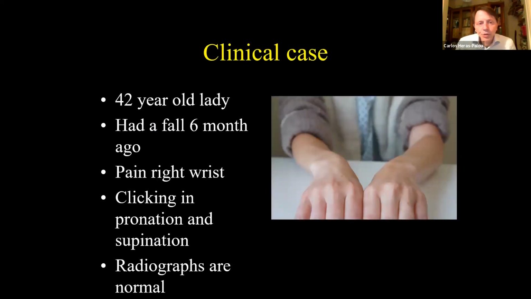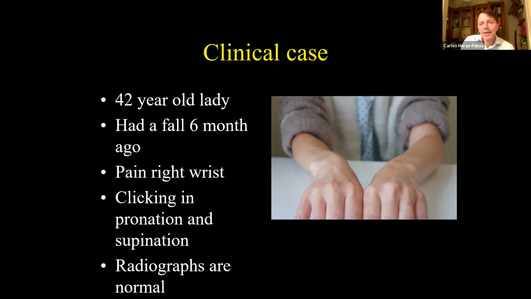So I'm just going to show you this case to see how the system works. This is a 42-year-old lady, had a fall 6 months ago, pain in the right wrist, went to the accident and emergency department, had some x-rays. They told her she was fine. She probably had a sprain and that will settle. But 6 months later, it has not settled. She gets clicking, and she tells me that the clicking is when doing this. And the radiographs are normal.